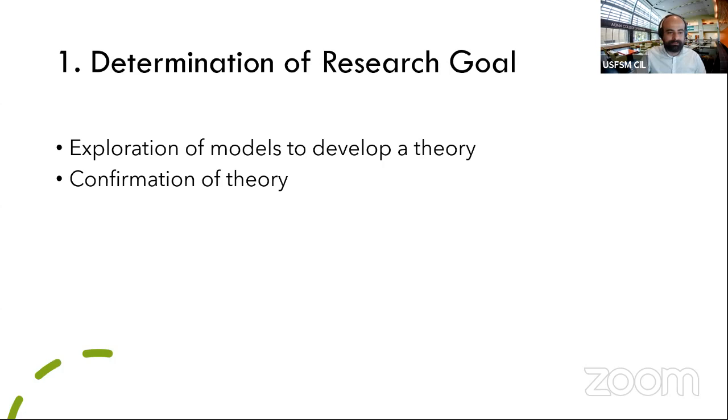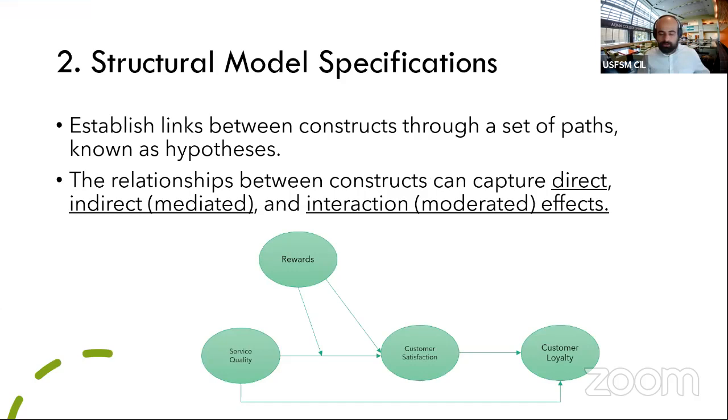So step number one is to determine your research goal. What is your research goal? Now, if your research goal is to explore different models in order to develop a theory, then you should go ahead with PLS. So that's number one. Once you know your research goal, then you need to go to structural model specifications.